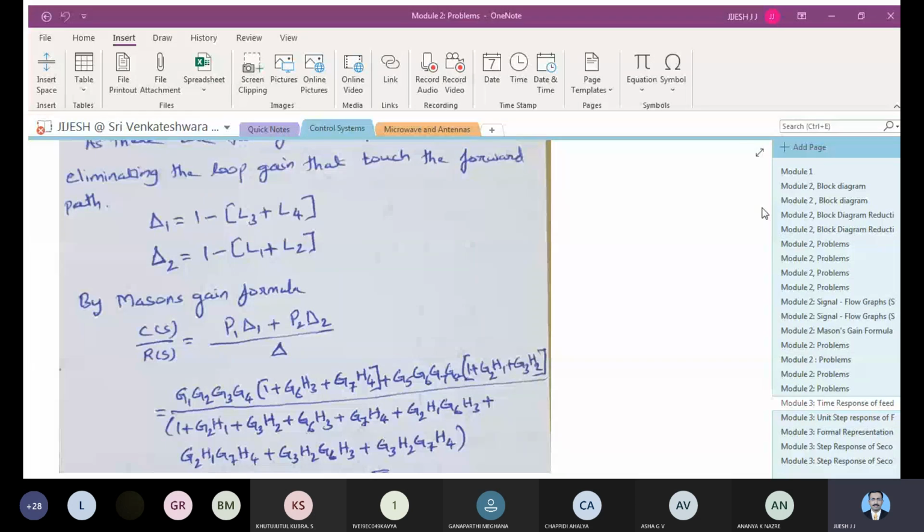Then we'll study the standard test signals. This completes this theory part.